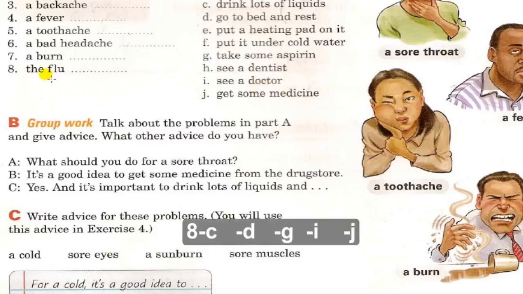The flu. Answers C, D, G, I, J. C. It's important to drink lots of liquids. D. It's helpful to go to bed and rest. G. It's important to take some aspirin. I. It's important to see a doctor. J. It's a good idea to get some medicine.